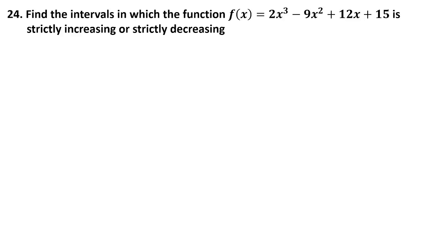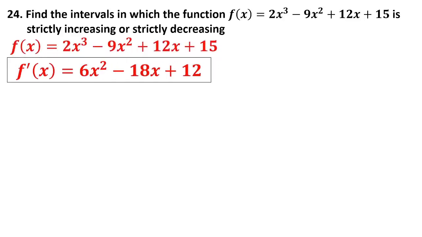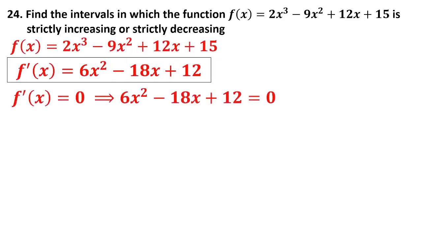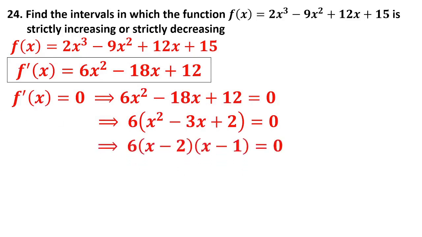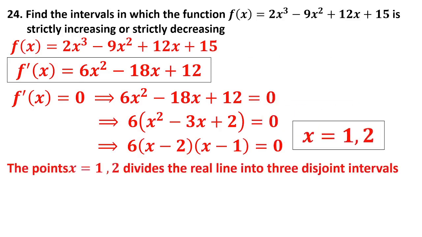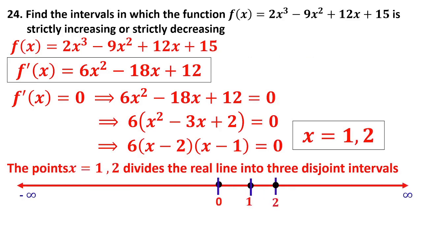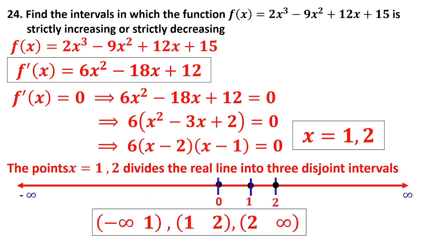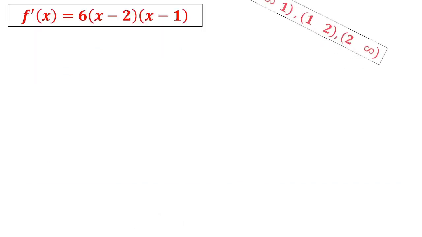Find the interval in which the function is strictly increasing or decreasing. We have to make use of derivatives. Find the first derivative, equate it to 0, and it is 6 into x square minus 3x plus 2 is equal to 0. So 6 into x minus 2 into x minus 1. The values of x are 1 and 2. Therefore, 1 and 2 divide the real line into 3 disjoint intervals. The intervals are minus infinity to 1, 1 to 2, and 2 to infinity.